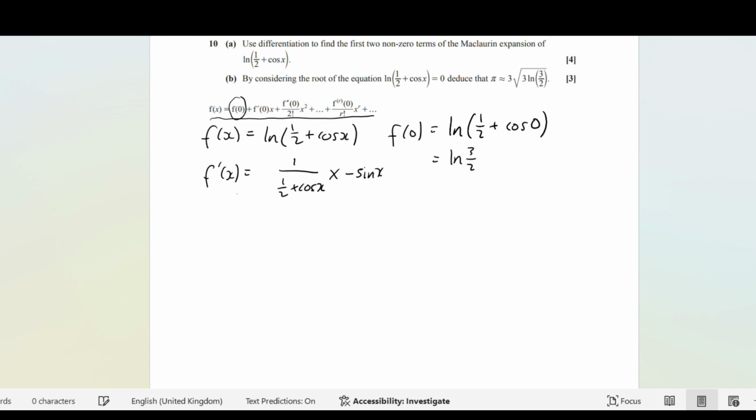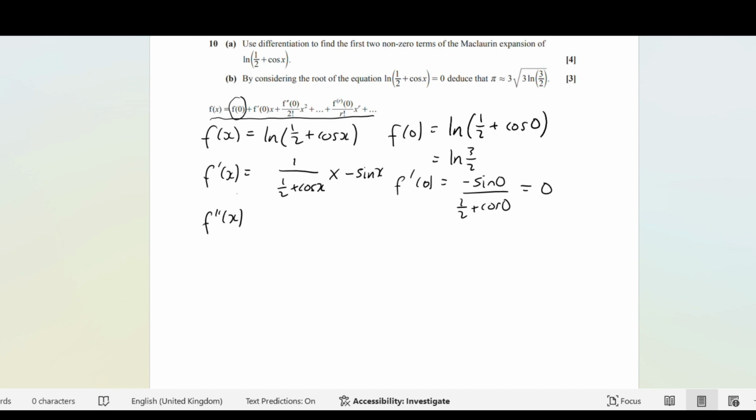So f'(0) would be equal to minus sin 0 all over 1/2 + cos 0. Now sin 0 is just 0, so this whole thing is equal to 0. This is a 0 term, and we need non-zero terms, so we need to go again and double differentiate, because we need two non-zero terms.